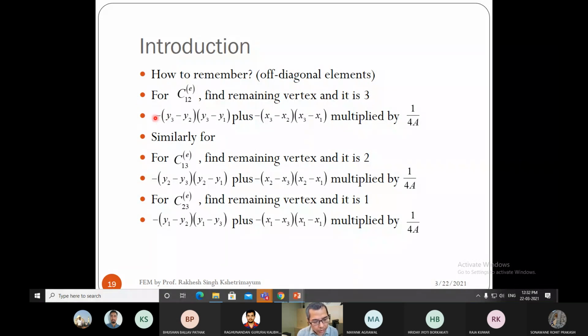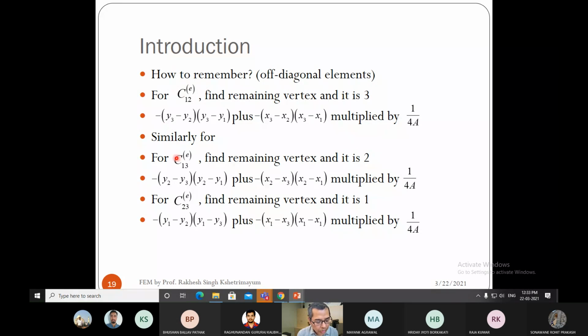Then what you do? You find minus y3 minus y2, y3 minus y1. See, you first find this term y3 minus y2, y3 minus y1 with a negative sign here. You add it with minus x3 minus x2, x3 minus x1. So what do you have? y3 minus y2, y3 minus y1, x3 minus x2, x3 minus x1. With a negative sign, you sum them up, multiply by 1 by 4a. You should be able to find C12E. You don't have to do calculation. You can directly remember this formula.